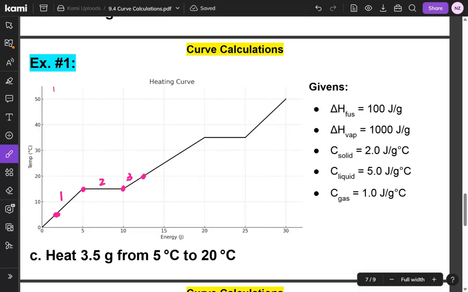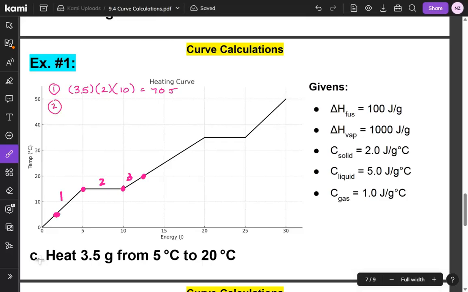So for segment 1, we're going to take our mass, which is 3.5 grams. We're going to multiply it by its specific heat value. Let's see, C. We are solid, so it is going to be 2 joules per gram. And then our change in temperature, we're going from 5 to 15, so that's a change in temperature of 10 degrees. All right, so I plug this into my calculator, and I get 70 joules.